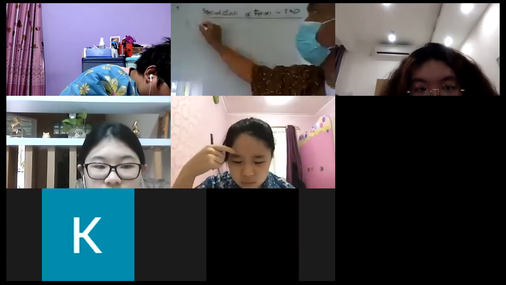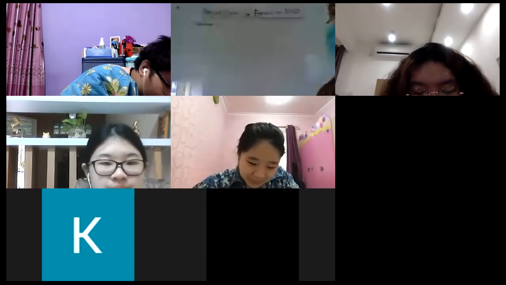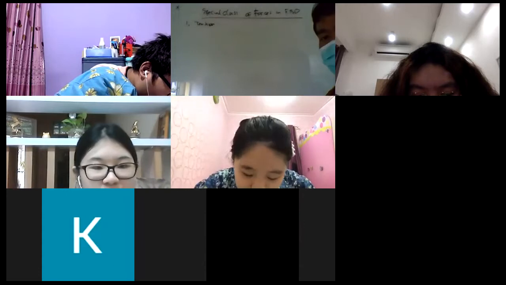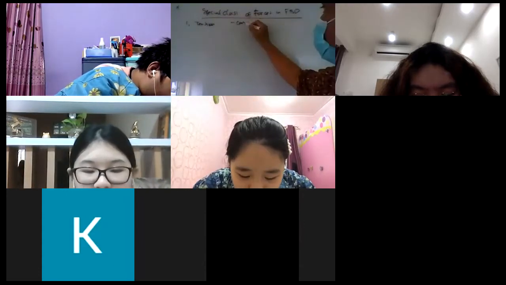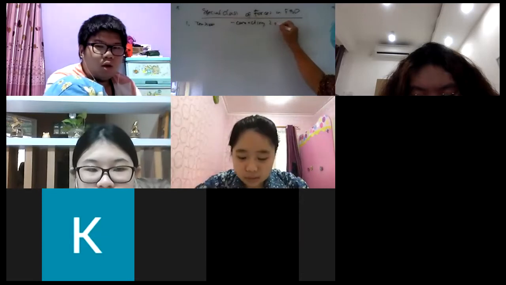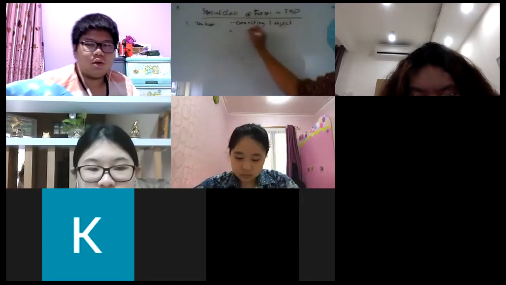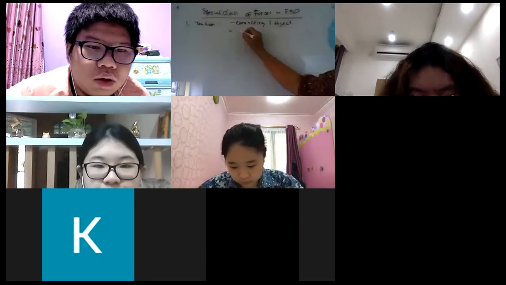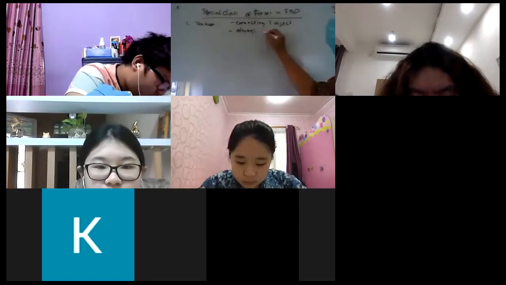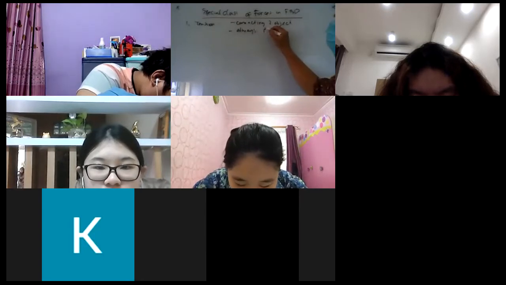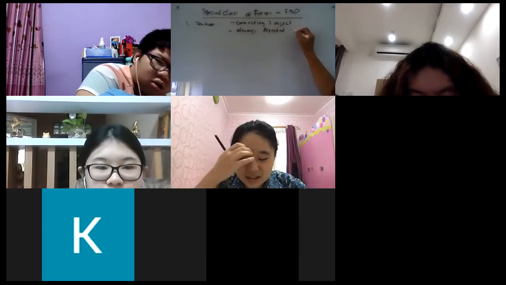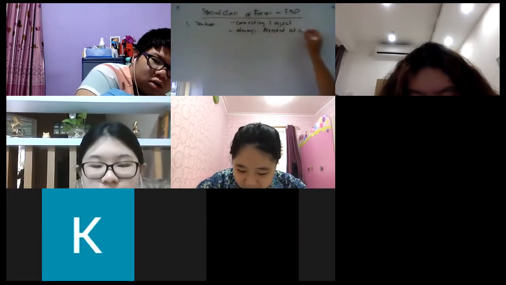Now, for the free body diagram, the first class is tension. Tension is the name for the force connecting two objects. And what's unusual about tension is that it is always directed out of that object.